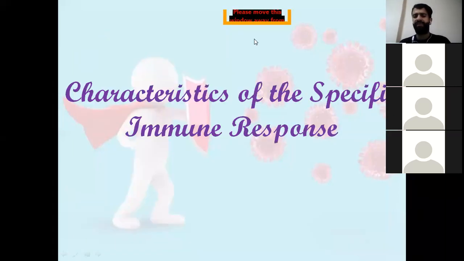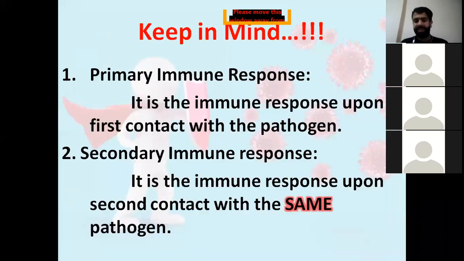So, characteristics of the specific immune response. What characteristics? We have something called primary and something called secondary: the primary immune response and the secondary immune response. What is the primary immune response and what is the secondary? The primary immune response is the response upon the first contact with the pathogen. For example, the first time I see the flu virus, we call it the primary immune response. However, the second time, it is called the secondary immune response.